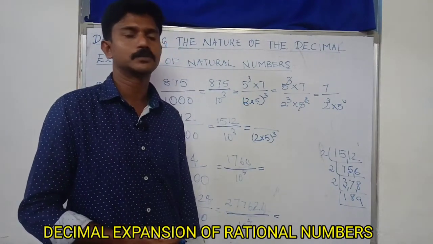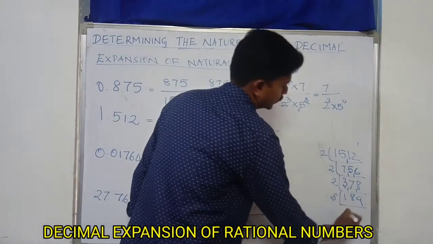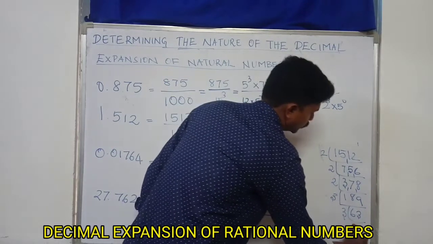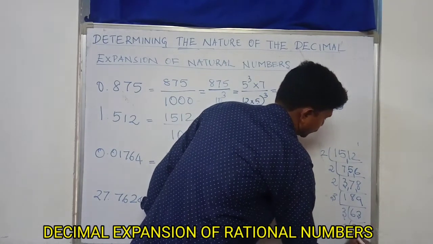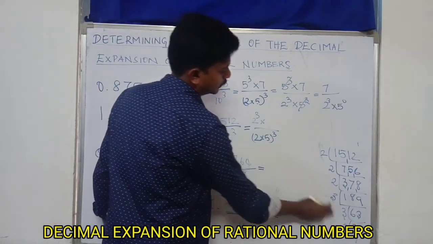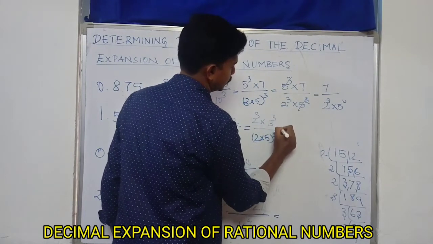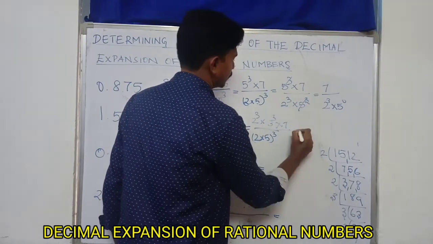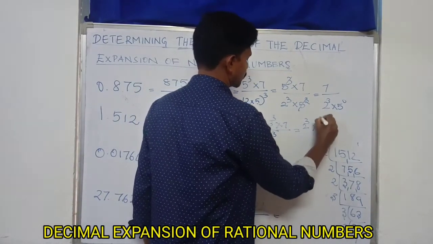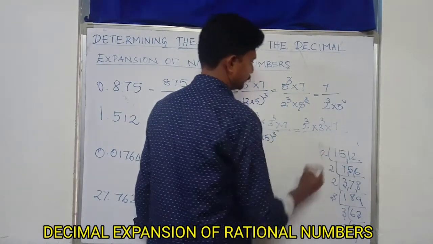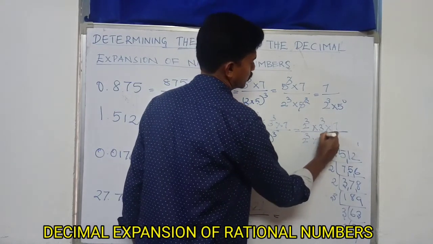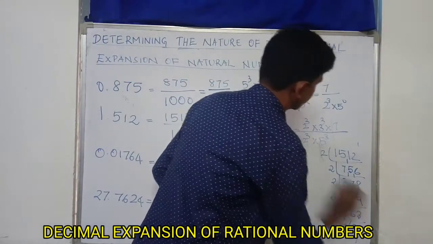18 is a multiple of 3, so we can divide it by 3. 6 3s are 18, 3 3s are 9. Again by 3, so 21. 21 again by 3, 7 times it goes. So the numerator we can write as 2 raised to the power 3 into 3 raised to the power 3 into 7, divided by 2 raised to the power 3 into 5 raised to the power 3.